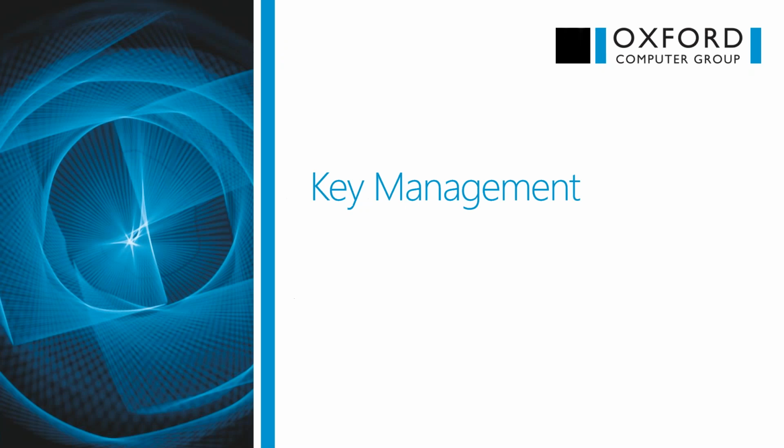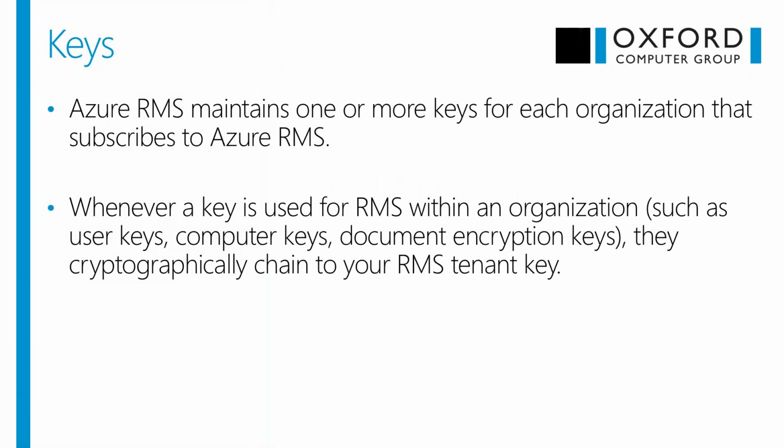So if you're unfamiliar with RMS, you might be asking yourself, what are these keys and why do we need to manage them? And the short answer is the RMS Tenant key is the key that's used to encrypt all of your documents when you're using Azure RMS. This means that it's extremely important to keep this key protected and safe. And so whenever your key is used for RMS within an organization, they cryptographically chain to your RMS tenant key. And so Azure RMS maintains one or more of these keys for each organization that subscribes to Azure RMS.